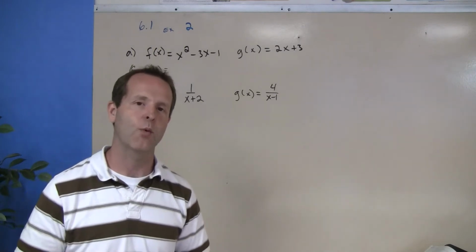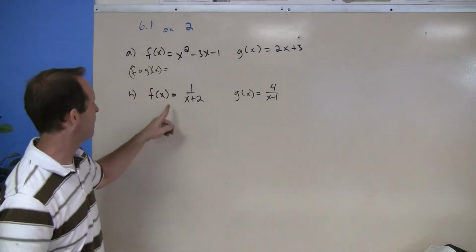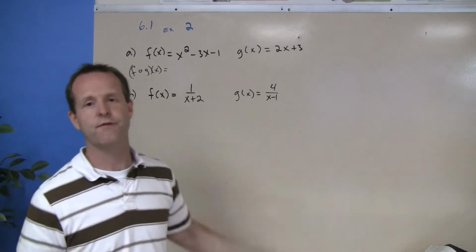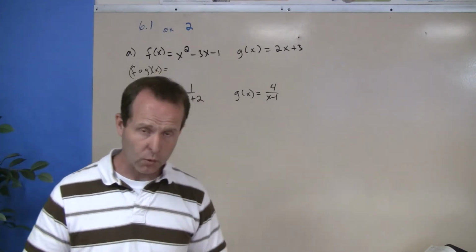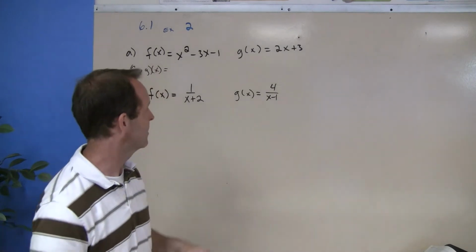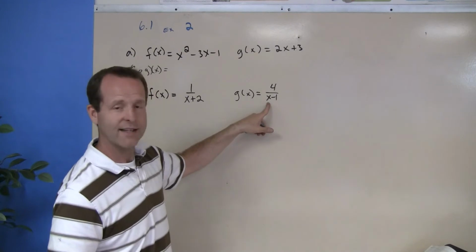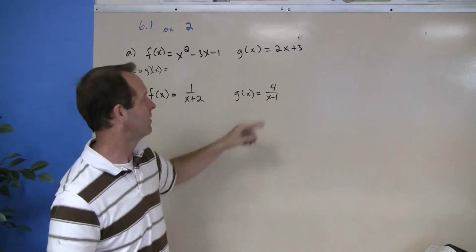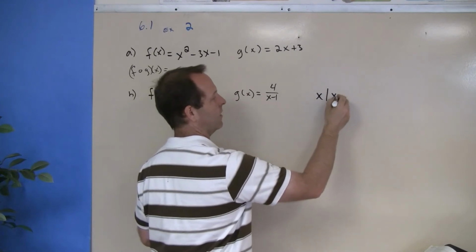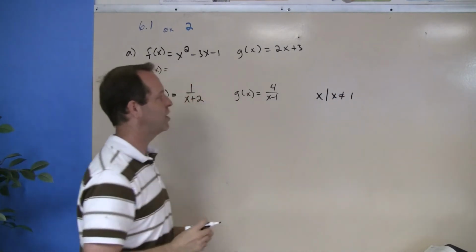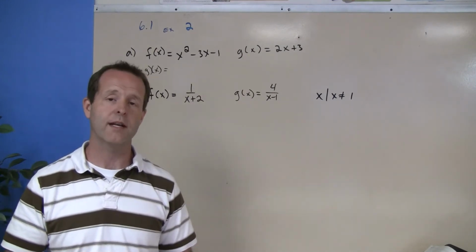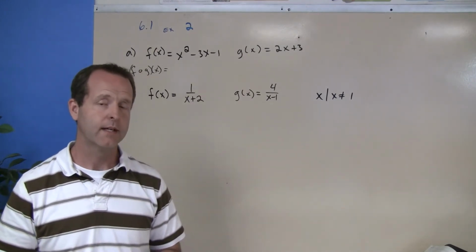But let me contrast that with the second example that we have. F of x equals 1 over x plus 2, and g of x equals 4 over x minus 1. Well, you can see that both functions in themselves have some domain restrictions. G of x can never have a denominator of 0. And that will happen when x equals 1. So I have to ensure that g of x does not include 1. And so therefore I'm going to exclude 1 from my domain.